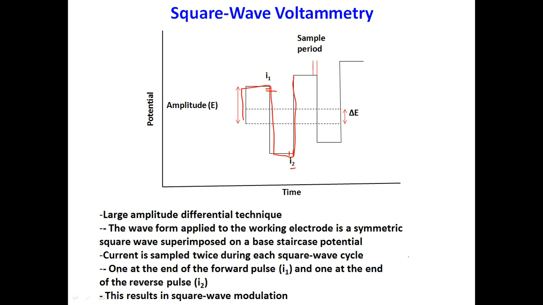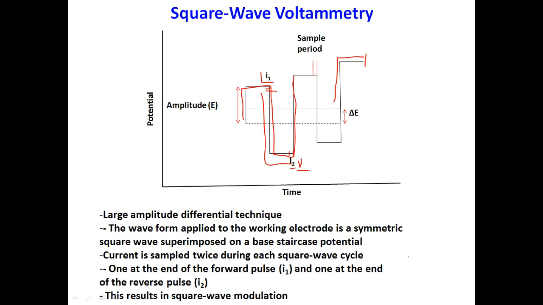One at the end of the forward pulse. So when it goes up, it is called the forward pulse, and at the end of this, this is the current measured at the end of the forward pulse. And one is at the end of the reverse pulse. So when it comes down, at the end of this you are measuring the current again. This is the reverse pulse current measurement. So current is measured twice, at the end of the forward pulse and at the end of the reverse pulse.